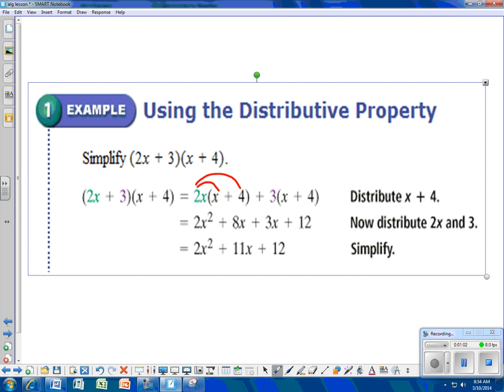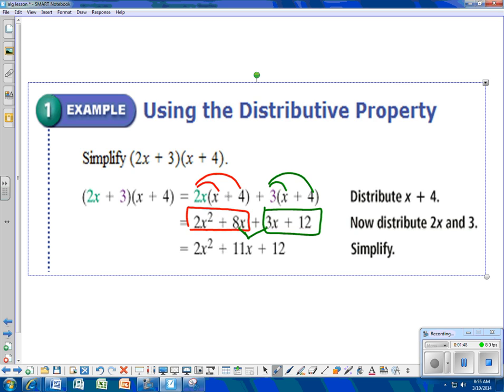And that becomes this answer down here. Then you're taking the 3 from the first parenthesis and multiplying it by the second parenthesis as well. That's going to look like this, which will give you this answer down here. The last step is just to combine like terms. So we're going to combine the 8x and the 3x, these two, to make 11x. And this bottom equation, 2x squared plus 11x plus 12, is your answer.